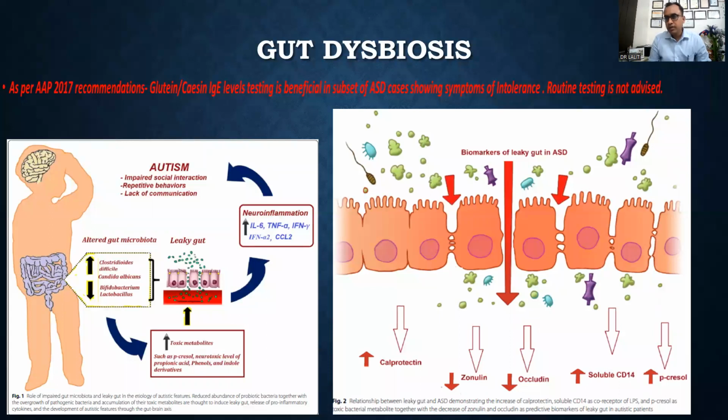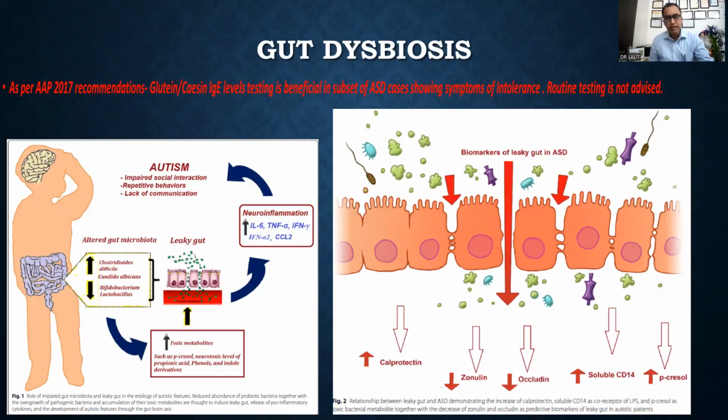This is very, very important: routine testing of IgE levels of gluten and casein is not recommended. It is only recommended in some particular subset of ASD kids where the parents complain or show symptoms of intolerance, like excessive bloating, or excessive constipation if the child is taking too much milk or casein. If the mother stops the milk and it becomes a little better, but there is continuous bloating and constipation in spite of giving laxatives like PEG, then you need to consider that it might be an intolerance or sensitivity issue in that child.